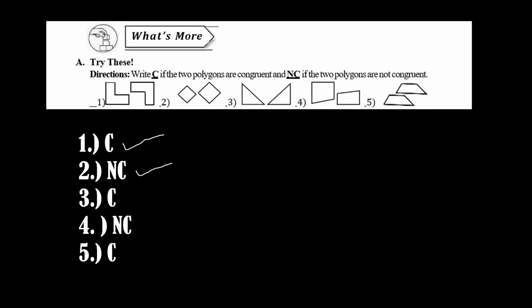Number 3, they have the same size and the same shape. They are congruent. Very good. C, the answer is congruent. Number 4, do they have the same size? They have the same shape, but not the same size. So, they are not congruent. How about number 5? They have the same shape and size. They are congruent. Okay. Check your work.